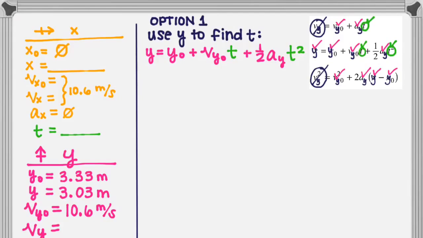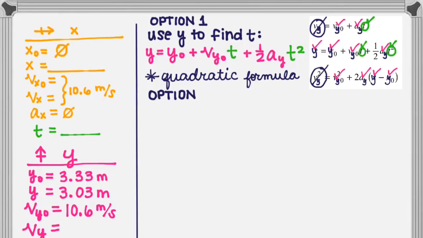You're going to end up being stuck using the quadratic formula, which is totally fine. In fact, in some ways, it's better to use the quadratic formula. But I'm going to do it a little differently this time than other problems we've done where we did use the quadratic formula. And all you have to do with this option number 2 is just solve for that missing final velocity first. You're going to solve for this Vy first, and then you'll go find time. So when you do that, you'll use this third equation.